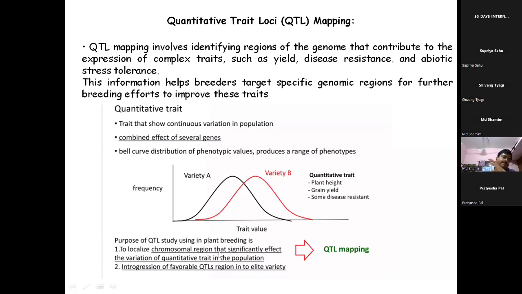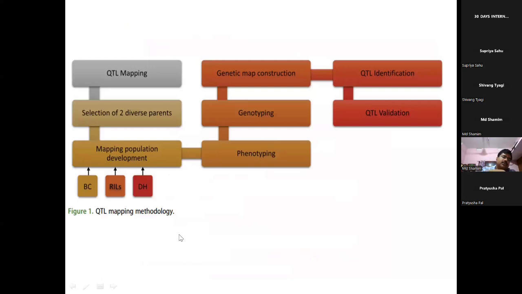So we can map this. This slide shows the different mapping methodology. QTL mapping simply starts with the selection of two diverse parents, just like marker-assisted selection. Then we develop a mapping population that may be a backcross population, a recombinant inbred population or a double haploid population.